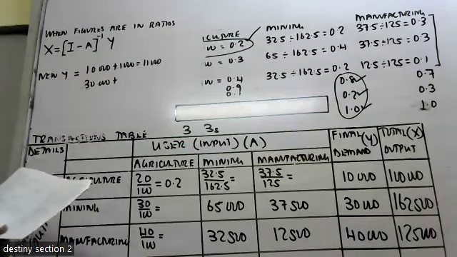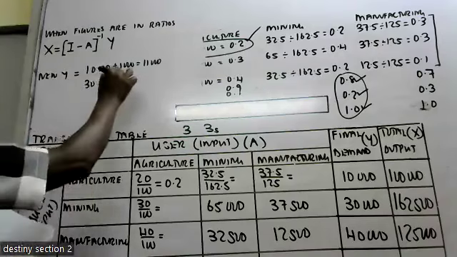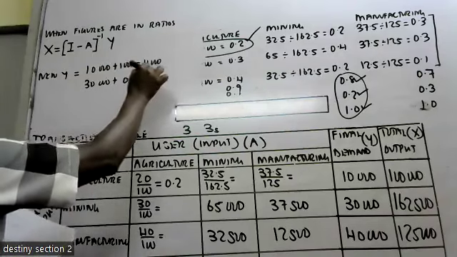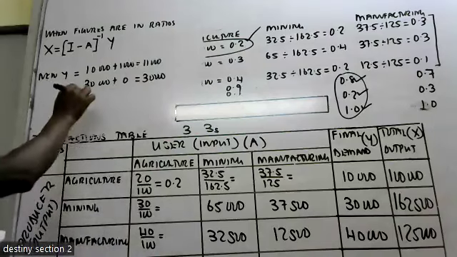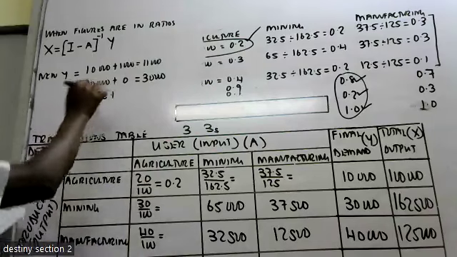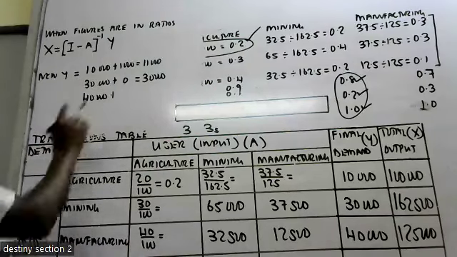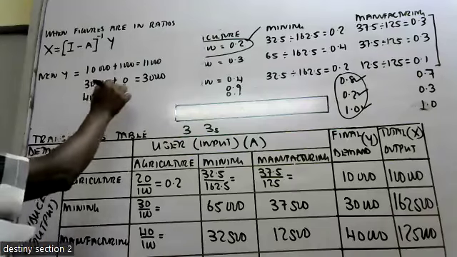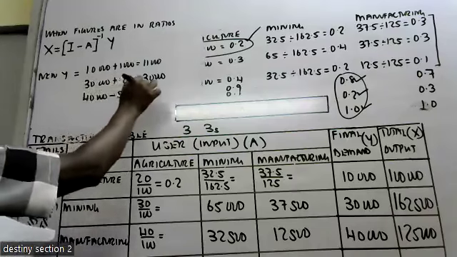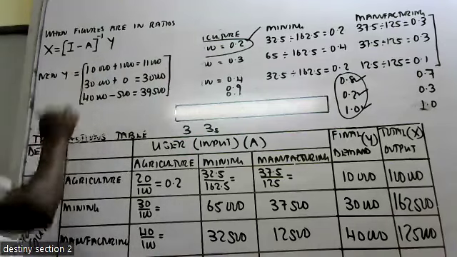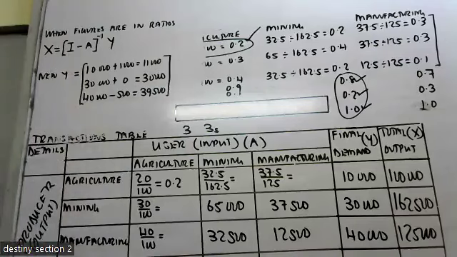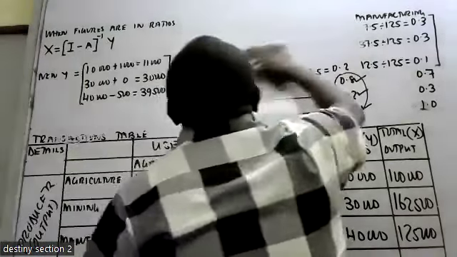Then mining, it is 30,000. We are told mining remained unchanged, so we change by 0. So that is 30,000. Manufacturing, which was 40,000, we are told it decreased by 500. So I'll say minus 500. So this is 39,500. That is the new matrix Y. So this one I don't need, because they already have done the workings for us.